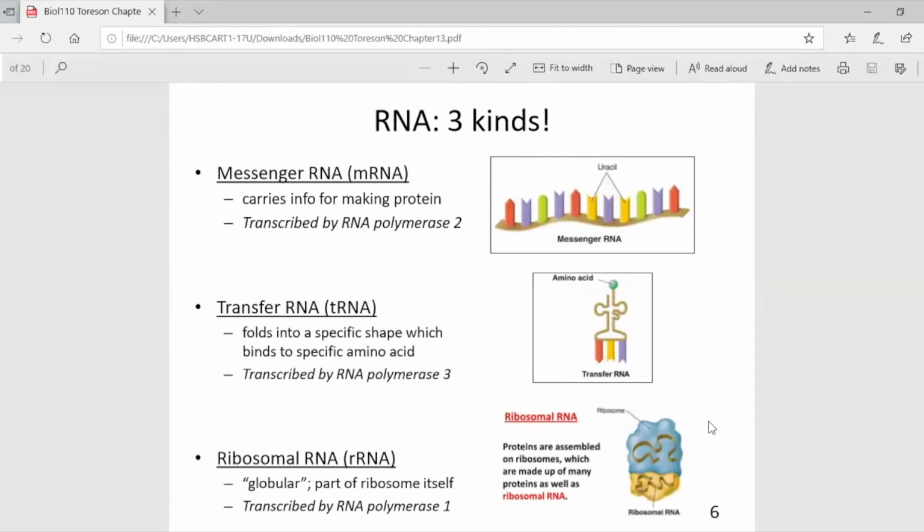There are actually 3 kinds of RNA: messenger RNA, transfer RNA, and ribosomal RNA. Our focus for this chapter will be on messenger RNA and transfer RNA.